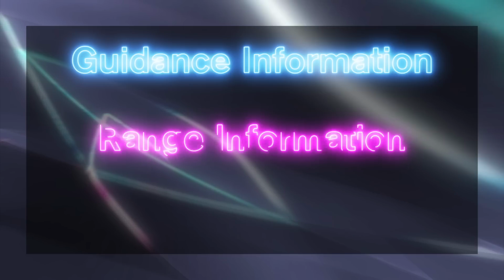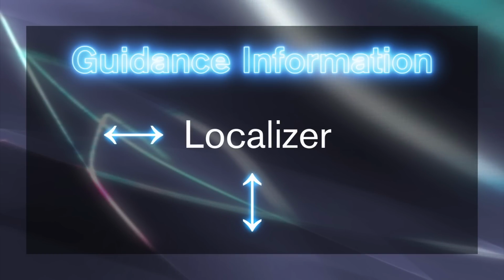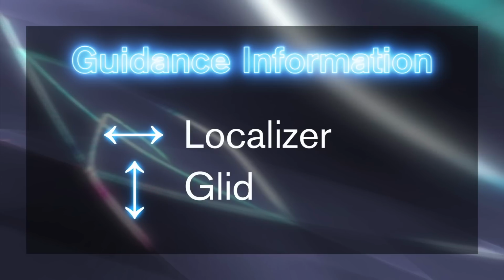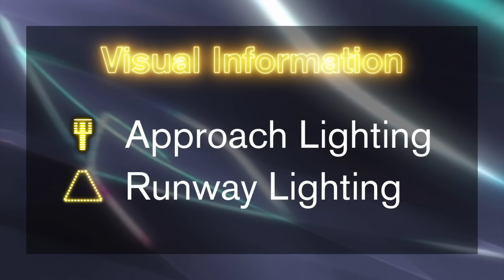The ILS can be divided functionally into 3 parts: guidance information, range information, and visual information. Guidance information comes from 2 highly directional transmitting systems. The Localizer provides horizontal guidance, while the Glideslope provides vertical guidance. Range information can be provided from marker beacons, DME, and/or precision radar. Finally, the visual information comes from the approach and runway lighting systems.